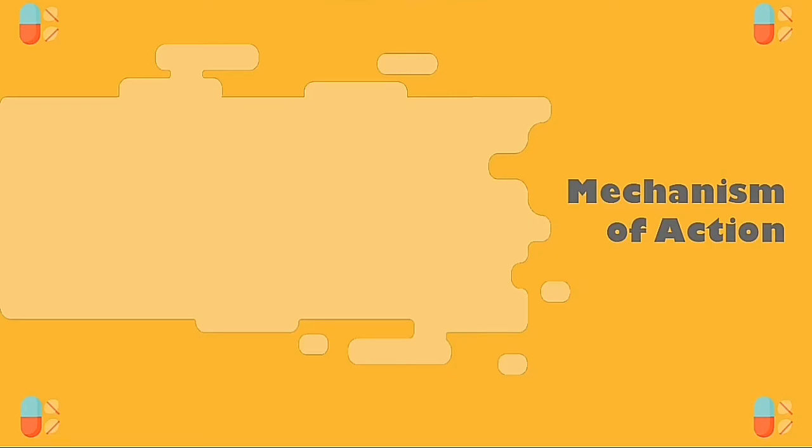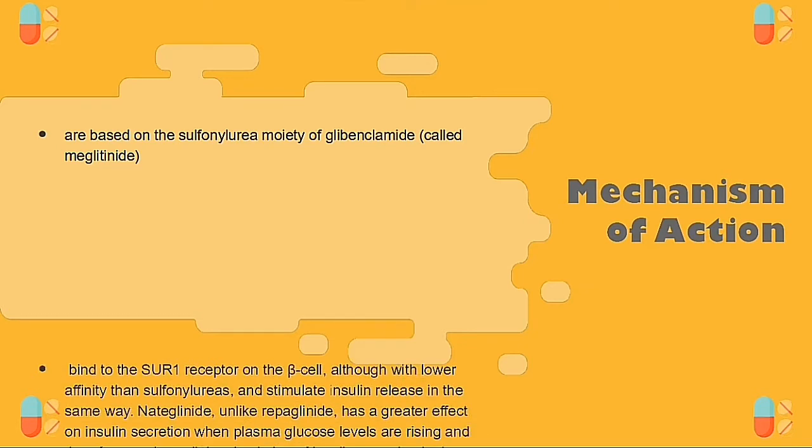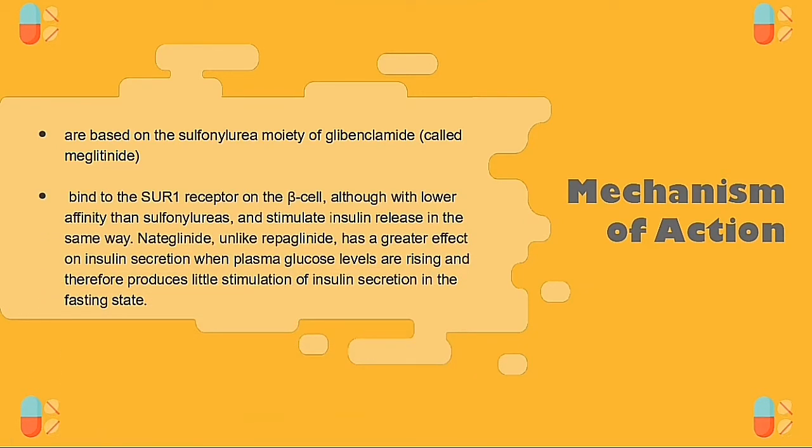My mechanism of action. I am based on the non-sulfonylurea moiety of glibenclamide called meglitinide. I bind to the SUR1 receptor in the beta cell, although with lower affinity than sulfonylureas, and I stimulate insulin release in the same way. My other drug name, nateglinide, unlike the other me, repaglinide, has a greater effect on insulin secretion when plasma glucose levels are rising and, therefore, produces little stimulation of insulin secretion in the fasting state.